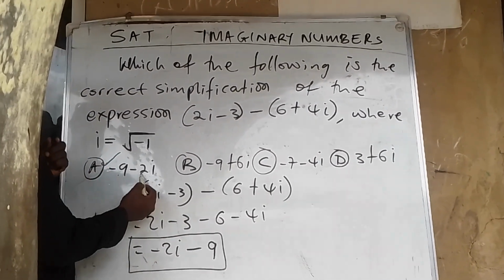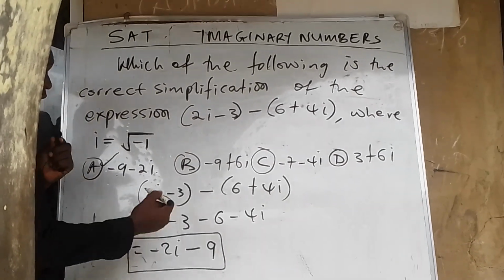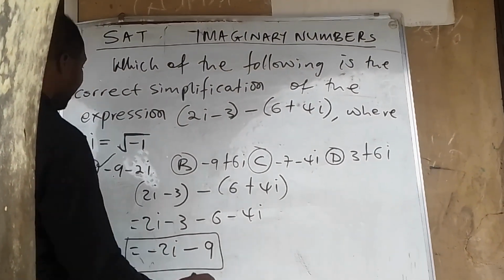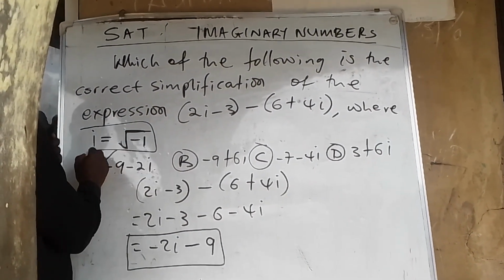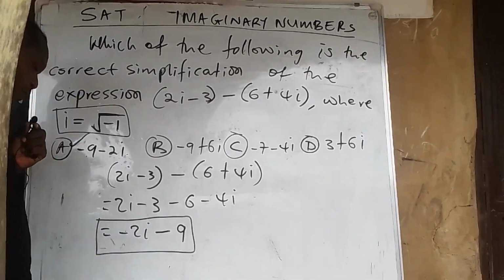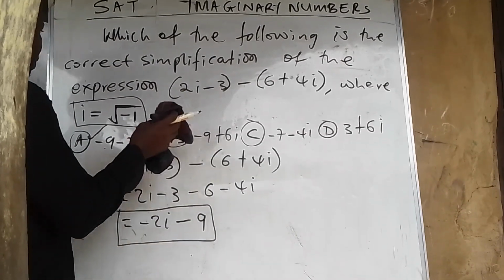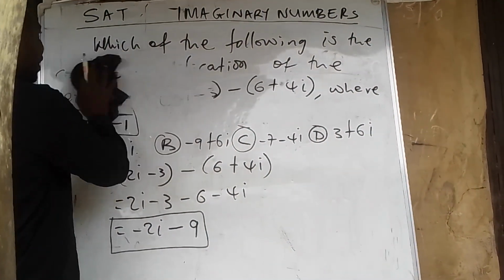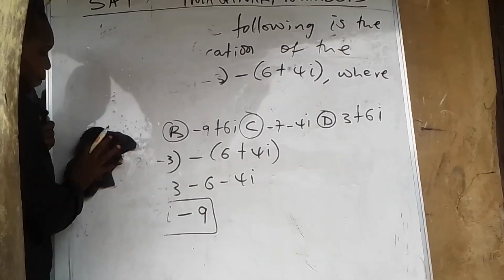That's minus 9 and minus 2i. So that's the simplification. This i is equal to root minus 1 does not really play a major role. Right? Now let's have another question under imaginary numbers from SAT.